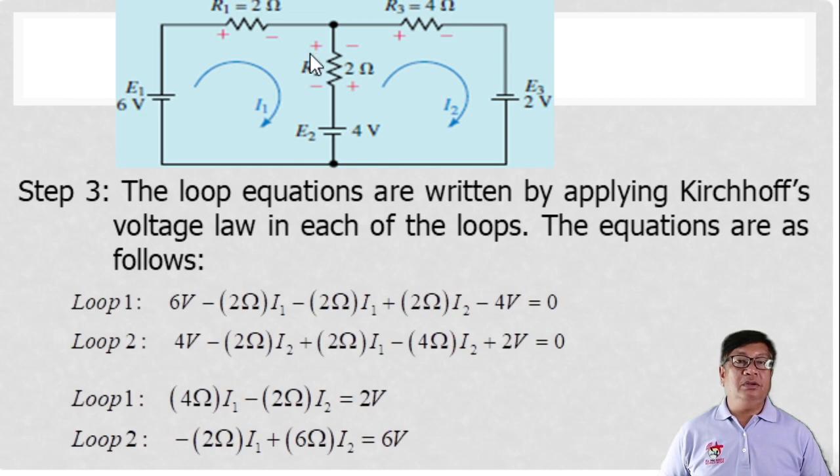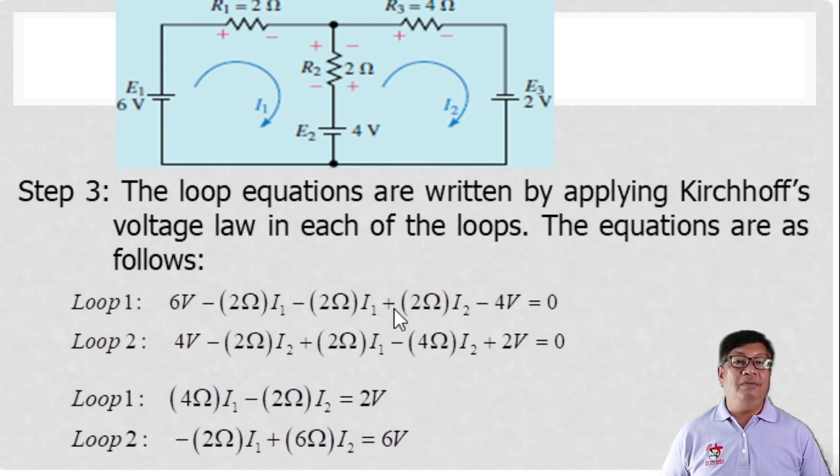Then with respect to this polarity of positive to negative due to loop current 1, we have this minus. So we have again minus 2 times I sub 1. And then due to current I sub 2, with this resistor 2, this current will enter in this positive to negative.